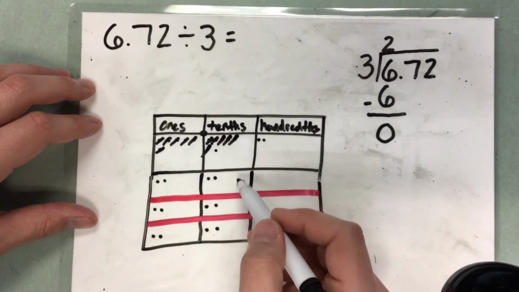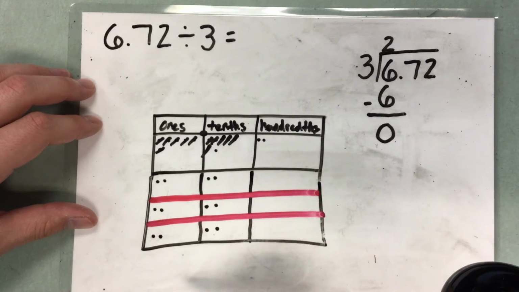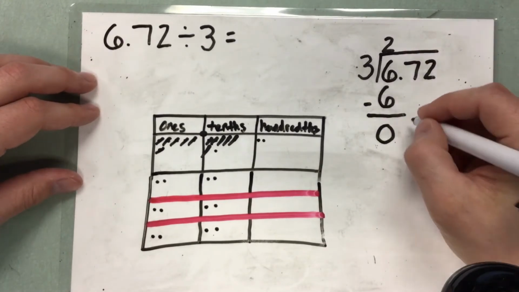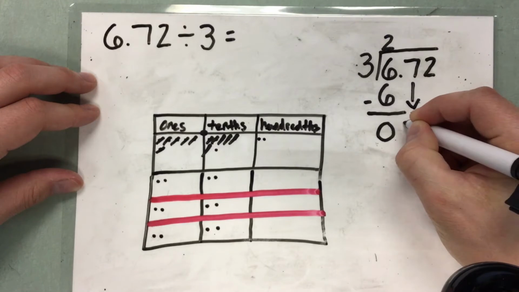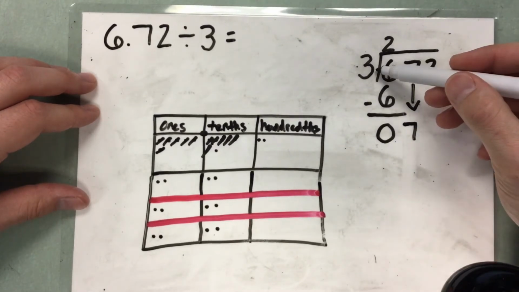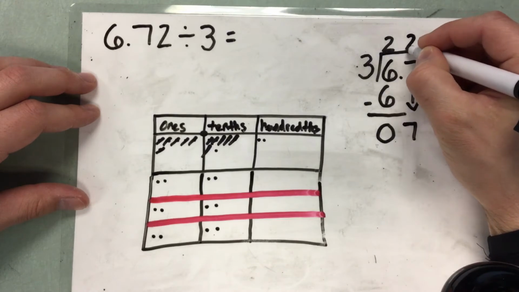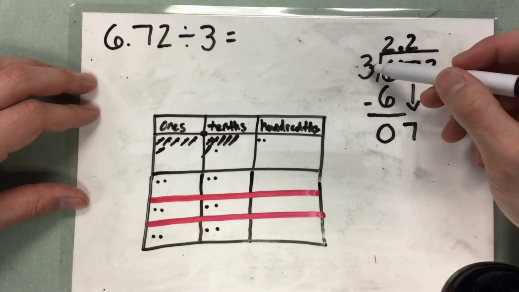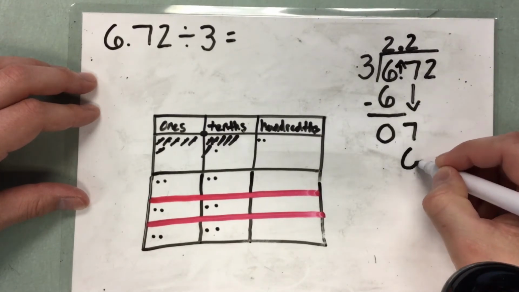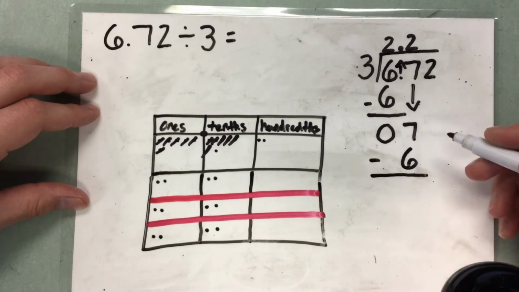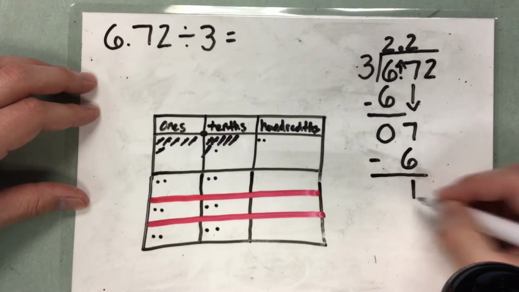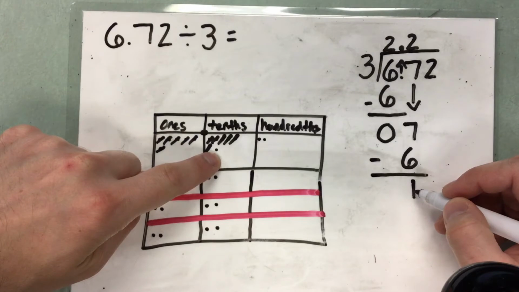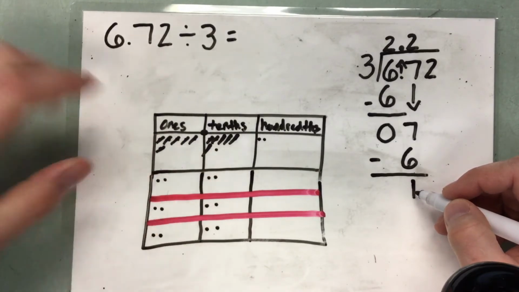Can I share 1 tenth equally in these 3 groups? No. So let's see what that looks like in our standard algorithm. So 3, we know that we're going to drop our 7 down here to represent our 7 tenths. 3 will go into 7 2 times. And we're going to remember to bring this decimal up. So 3 times 2 is 6. So now we're going to subtract. 7 take away 6 is 1. So this 1 represents this 1 that we have left in tenths. And we already said we can't share this 1 equally into 3 groups.